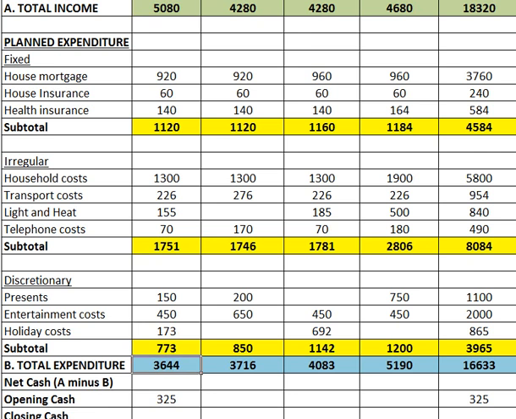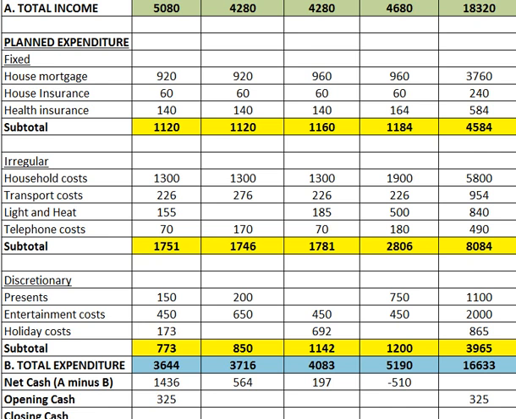So 5080 minus 3644 gives 1436. 4280 minus 3716 gives 564. 4280 minus 4083 gives 197. And 4680 minus 5190. Now, this is an unusual month because they plan to spend more than they plan to earn in December. Not a good idea. So it's going to be a minus figure. It's going to be minus 510. They're going to spend 510 more than they're going to earn.